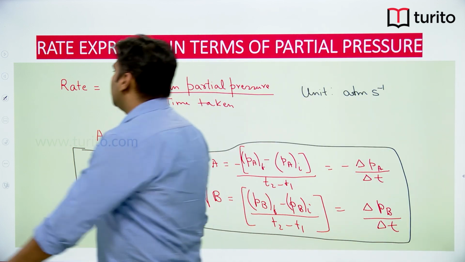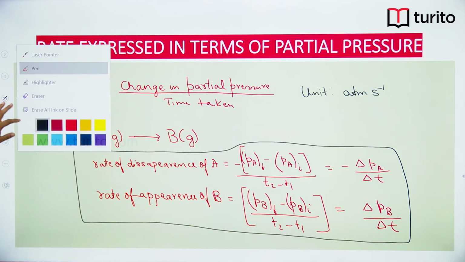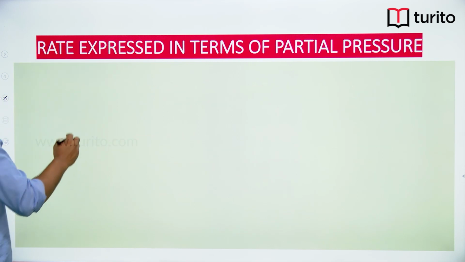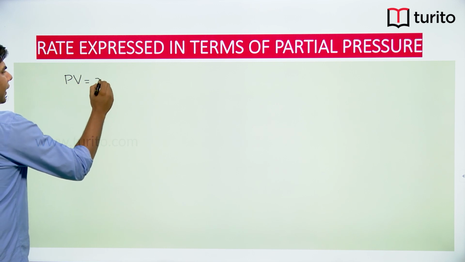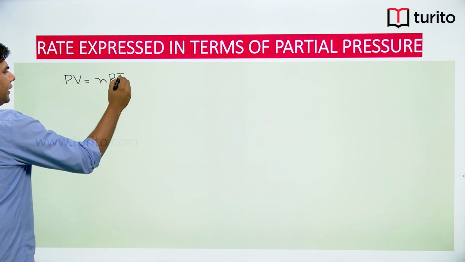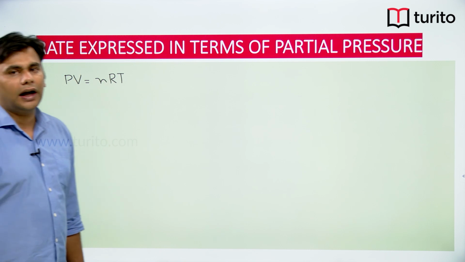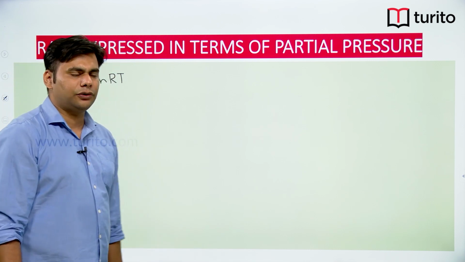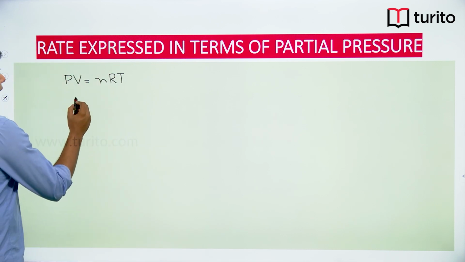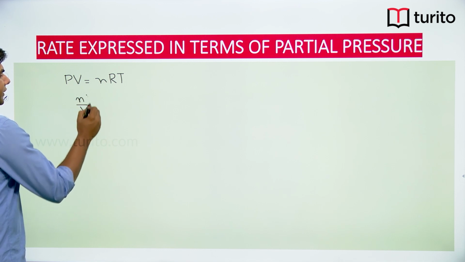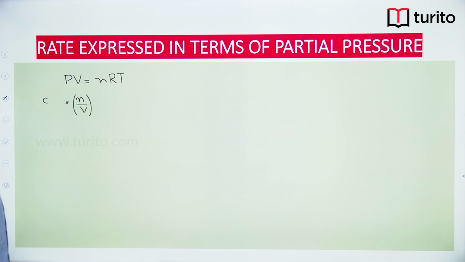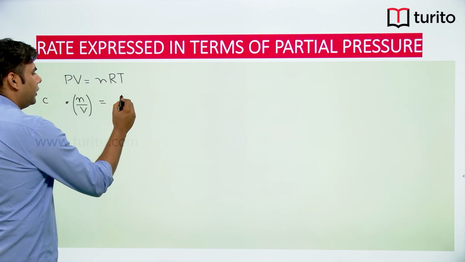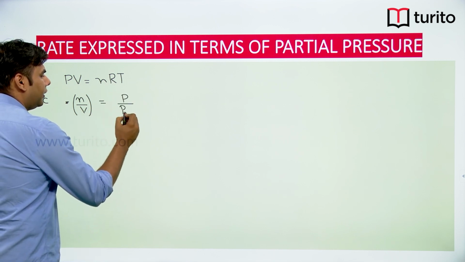Okay. So let us derive a relationship between the two kinds of rate. We know that generally the gases are ideal, or at this level we assume they behave ideally. So the ideal gas equation says that PV equals nRT. From that we can calculate n by V. This n by V is also the concentration, the number of moles per unit volume. So this will be equal to P upon RT.